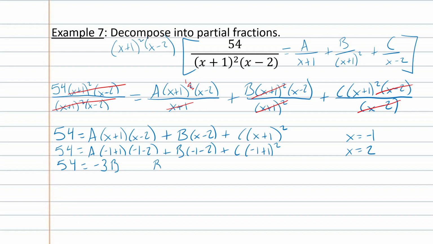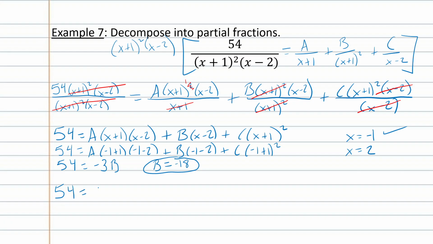That means if I divide 54 by negative 3, what's 54 divided by negative 3? It's going to be negative, and then 18. So it looks like our b is negative 18. And we've successfully used one of our x's. Let's look at the next x. Okay, I'm going to plug in x equals 2.